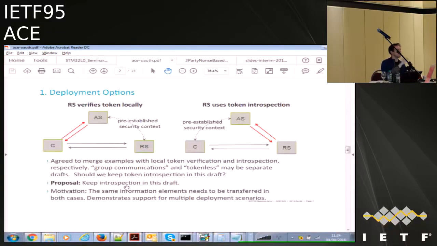So I see 2, 3, 4, 5, 6, 7, 8, 9, 10, 11, 12. I see 12. If you object, if you think that's a bad idea and we should keep everything in one document, or at least a couple of profiles and the framework in one document, raise your hand. Okay, I don't see anyone, so I think that's pretty clear.